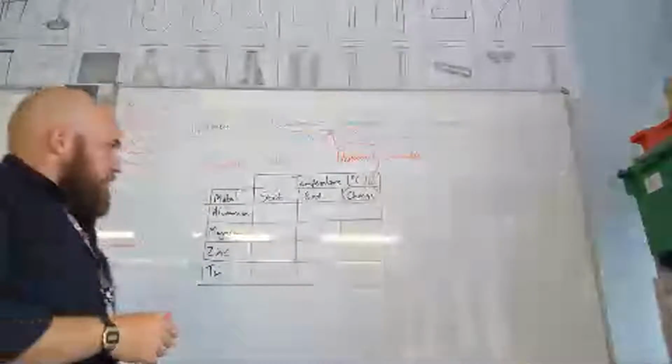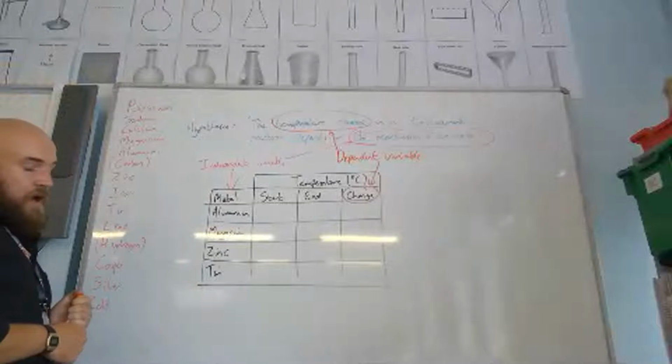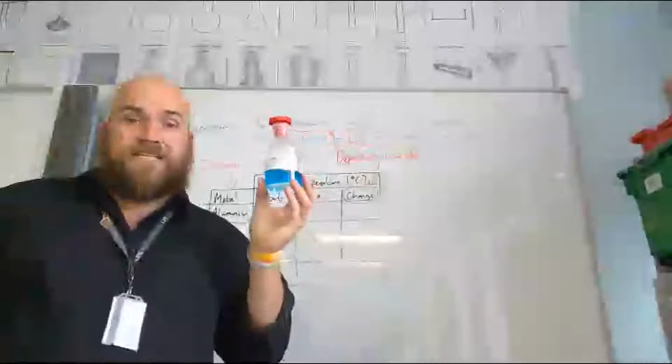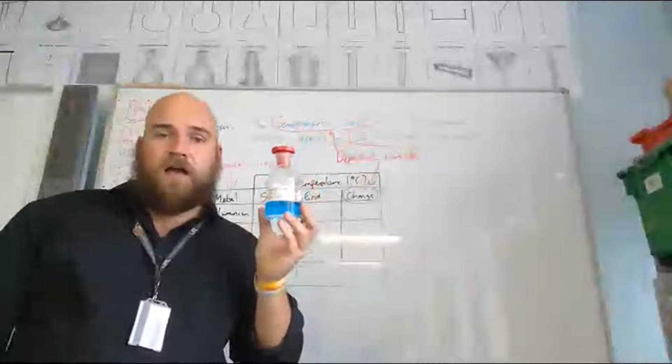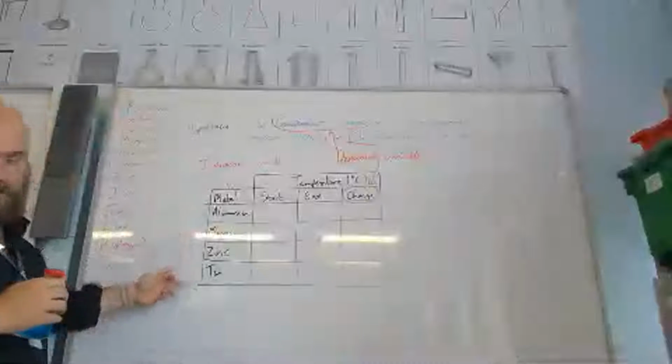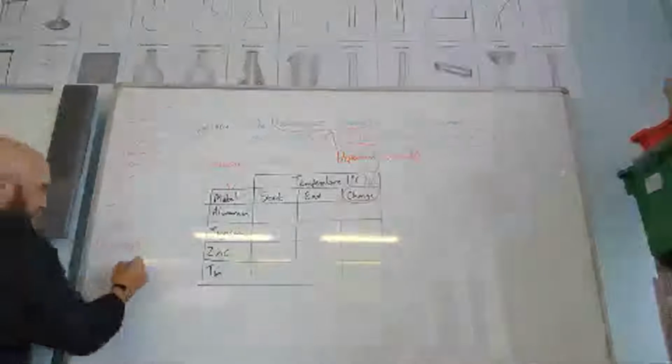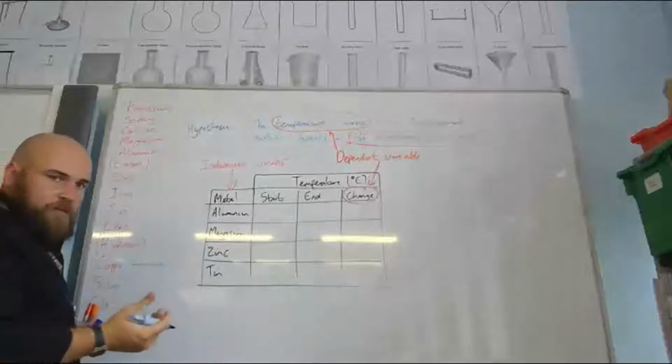All right. So how are we going to do that? Well, I've got here a bottle of copper sulfate, and copper sulfate contains copper ions in it. So we've chosen these four metals here: aluminium, magnesium, zinc, tin. If I just identify where they are in the reactivity series, copper is there. We're starting off with copper sulfate.